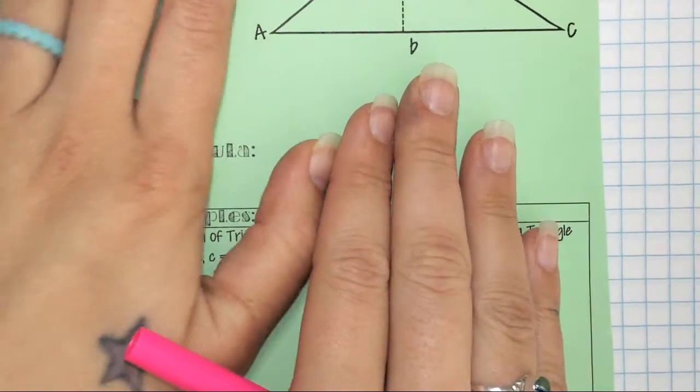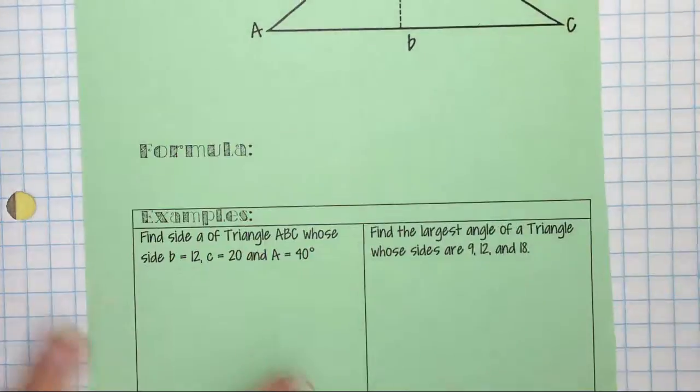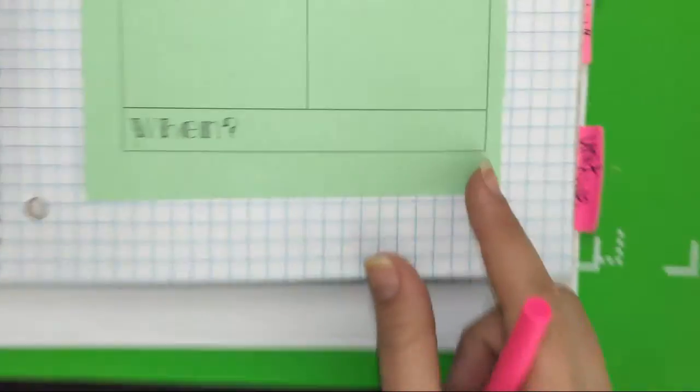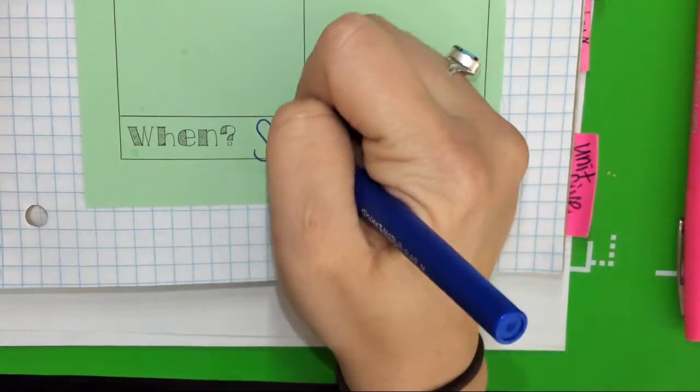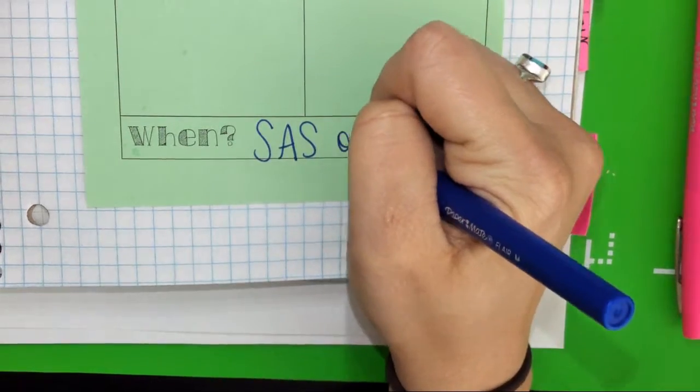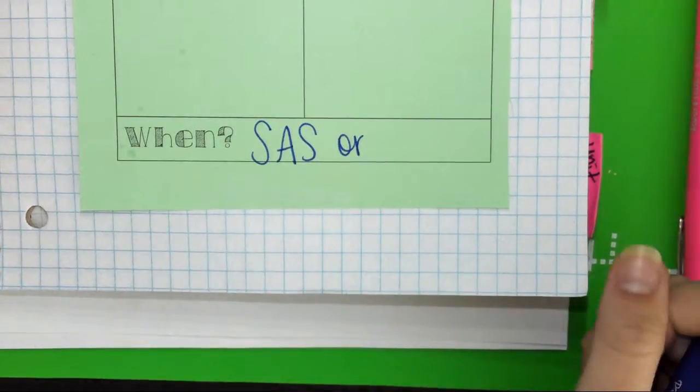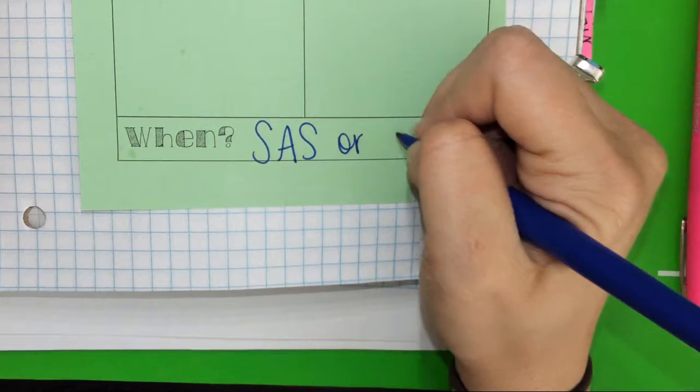We use law of cosines when they don't give us two angles, which would be side, angle, side, or what's the other one that doesn't involve an angle? Side, side, side. Take a point.